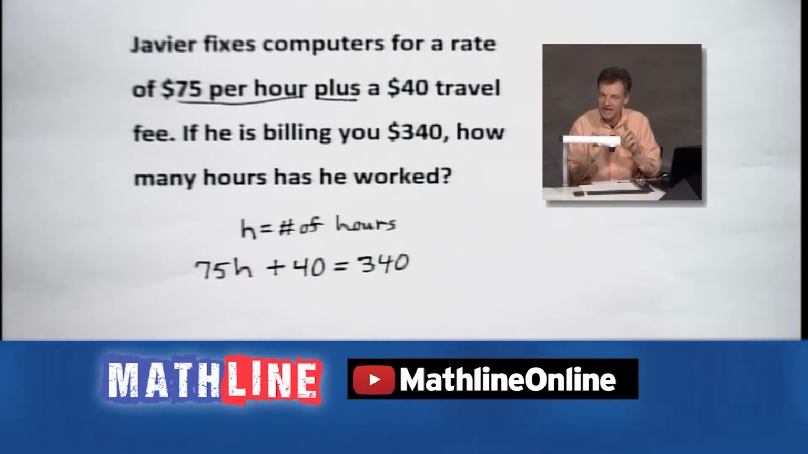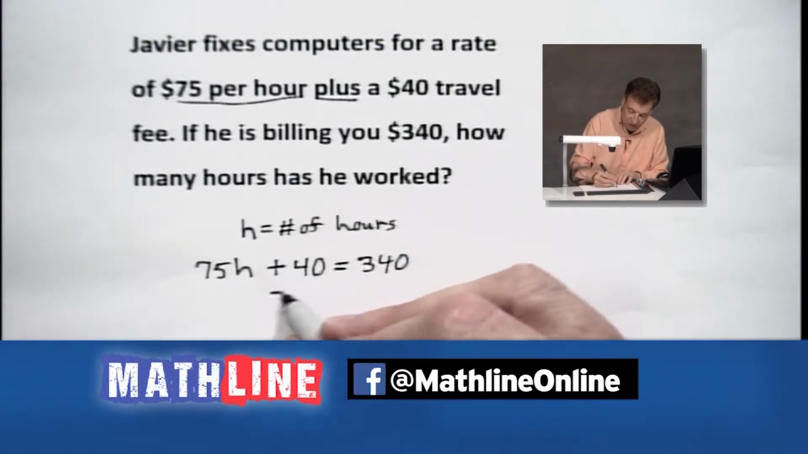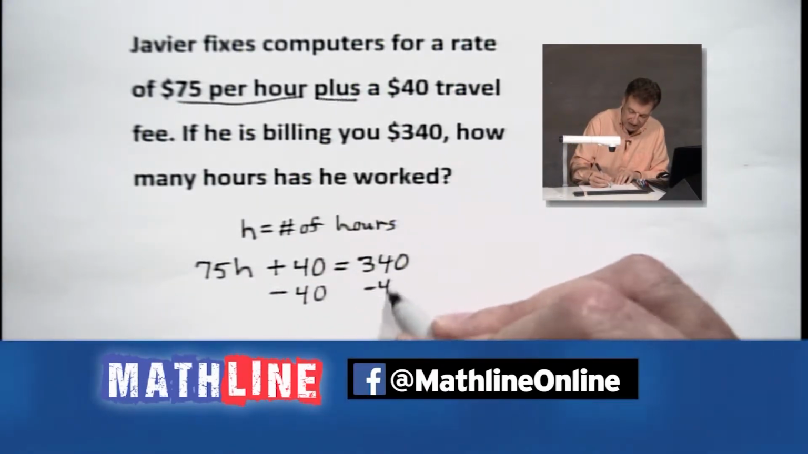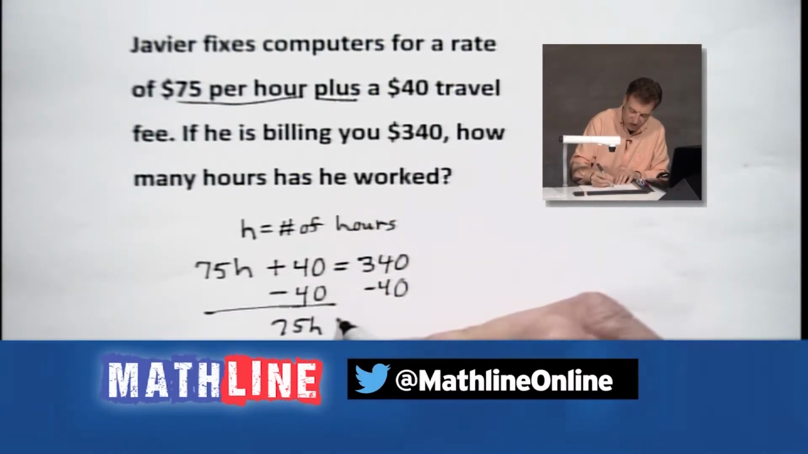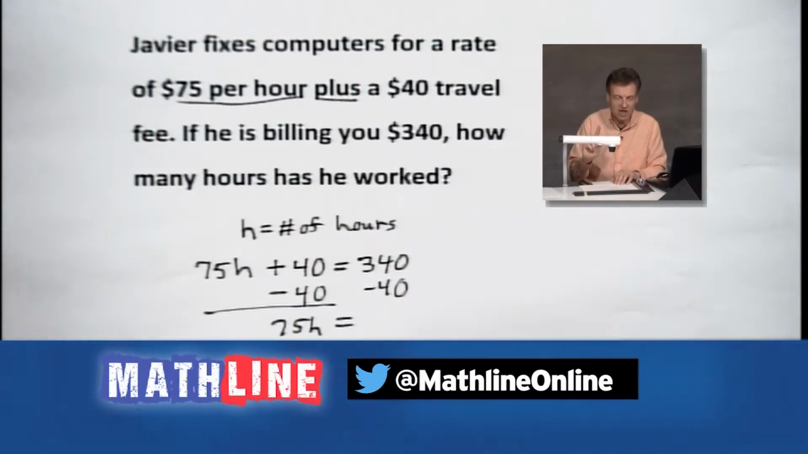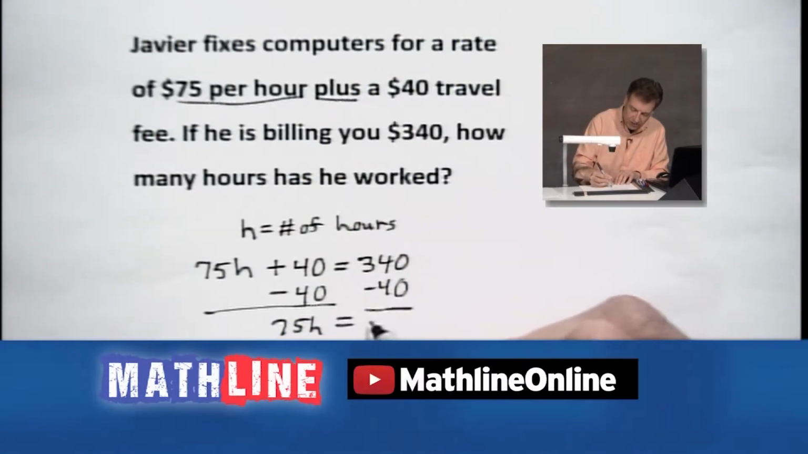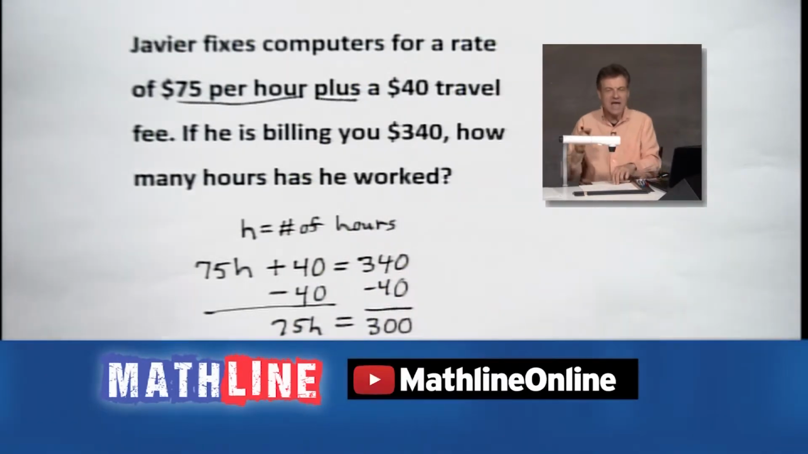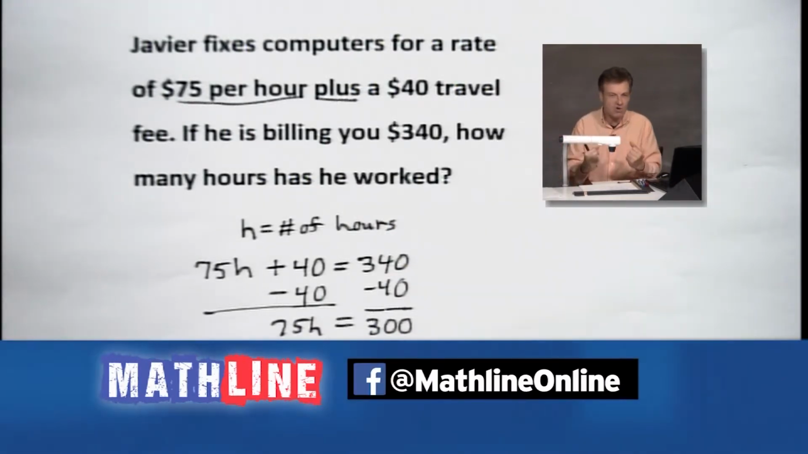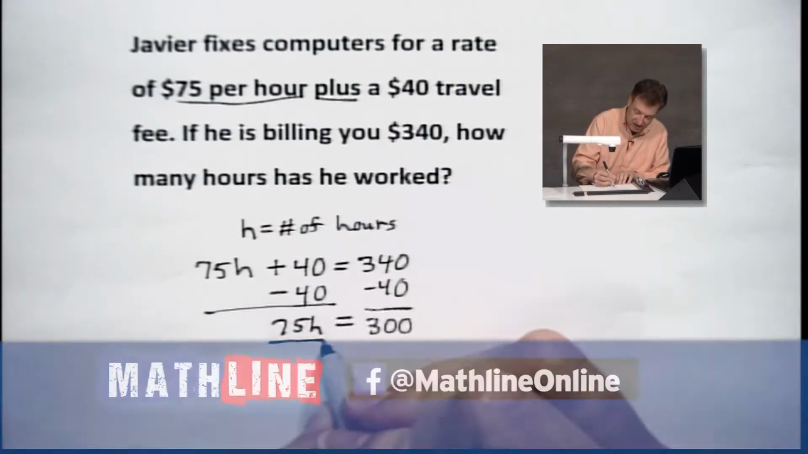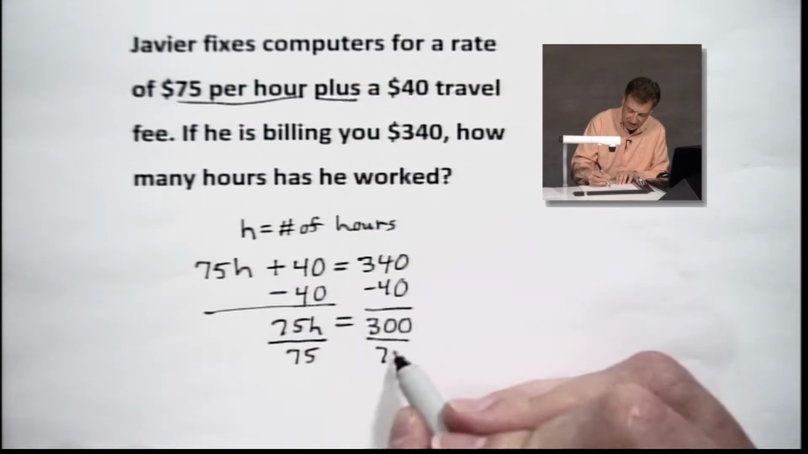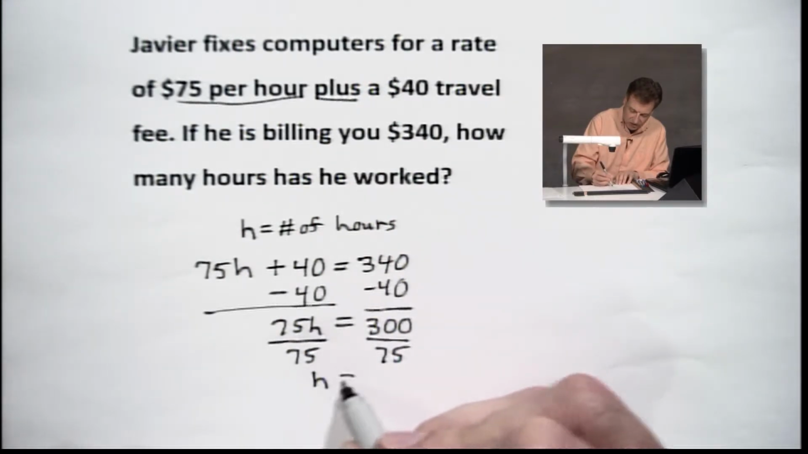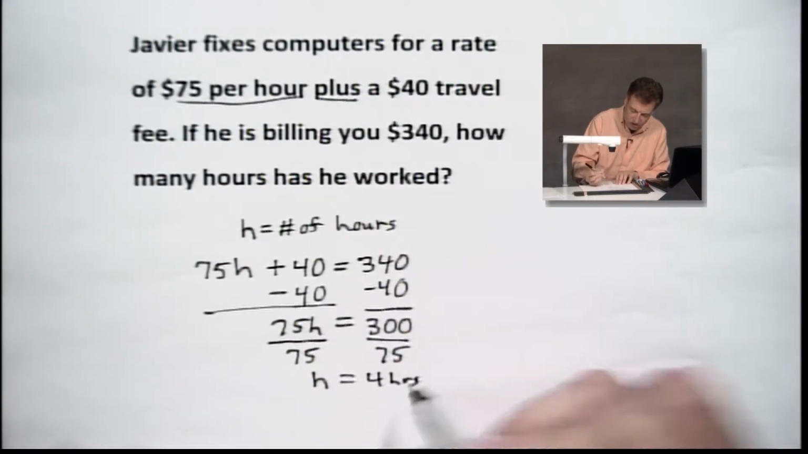So Javier, let's hang on to this. We're going to move the 40 out of the picture, subtract it out, and we're going to end up with 75H, which means $75 per hour. Over here, we're ending up with 300. And now it's time for us to drop the bottom out and also drop a 75 on both sides, all right? So we're going to divide by 75 on both sides. And you know what? You're going to get 4 hours.